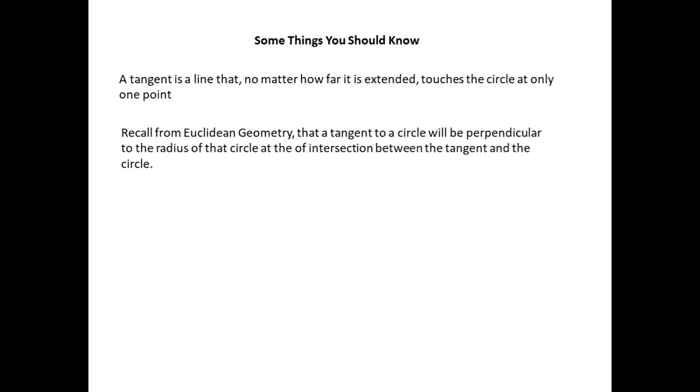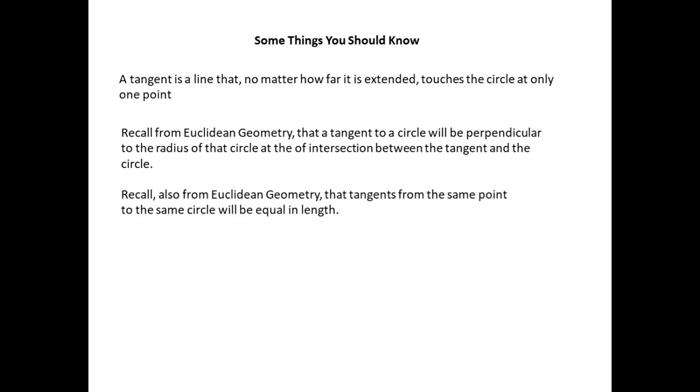So these are some things you need to know before we proceed. 1. A tangent is a line that no matter how far it is extended, touches the circle at only one point. 2. If you recall from Euclidean geometry, a tangent to a circle will be perpendicular to the radius of that circle at the point of intersection between the tangent and the circle.